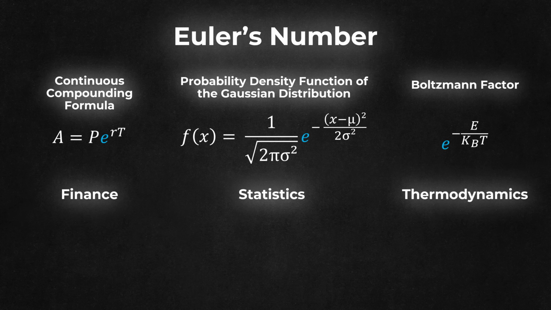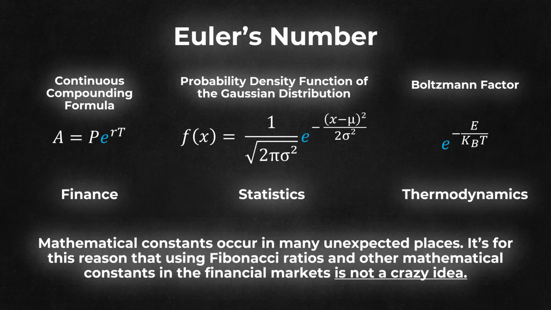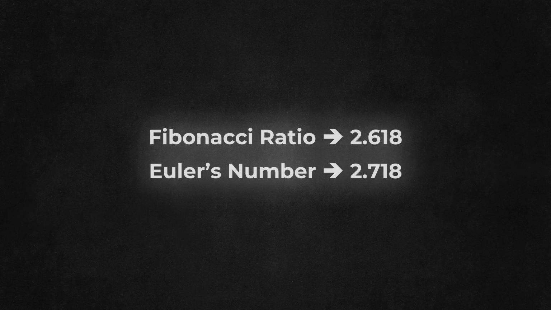We could spend a very long time describing where mathematical constants appear. This is just a very small sample. The point is that mathematical constants occur in many unexpected places. It's for this reason that using Fibonacci ratios and other mathematical constants in the financial markets is not a crazy idea. One particular detail about Euler's number, which is 2.718, is that it's very close to the Fibonacci ratio 2.618. So based on the same idea that led to Fibonacci ratios in trading, we can also use Euler's number.